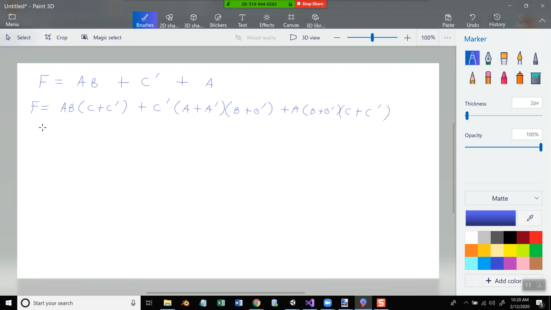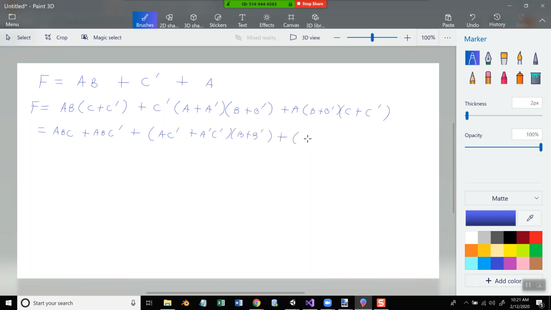And then it kind of goes back to your algebra. Foiling, or not, you don't have to foil here, but yeah, I do. Never mind. AB times C is ABC. AB times C prime is ABC prime. I could do it two different ways: I could foil this first, or I could multiply these together. It doesn't matter. If I multiply these together, C prime times A is AC prime. C prime times A prime is A prime C prime. And that carries down.